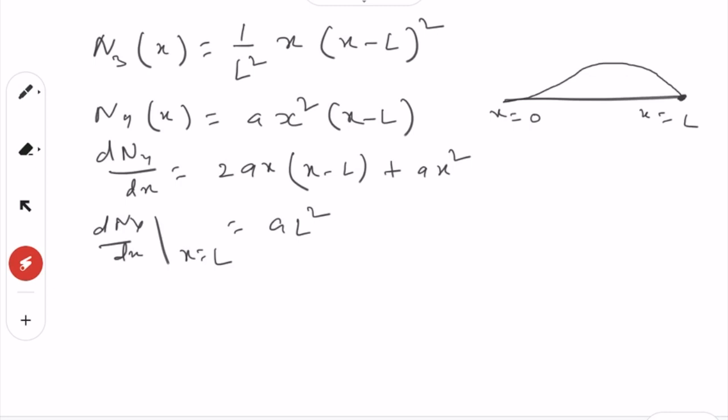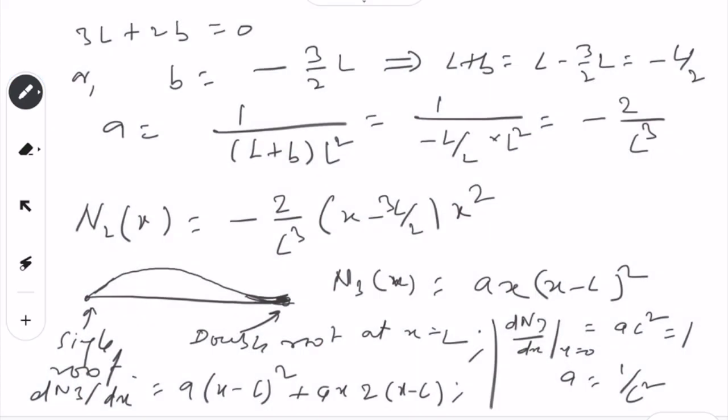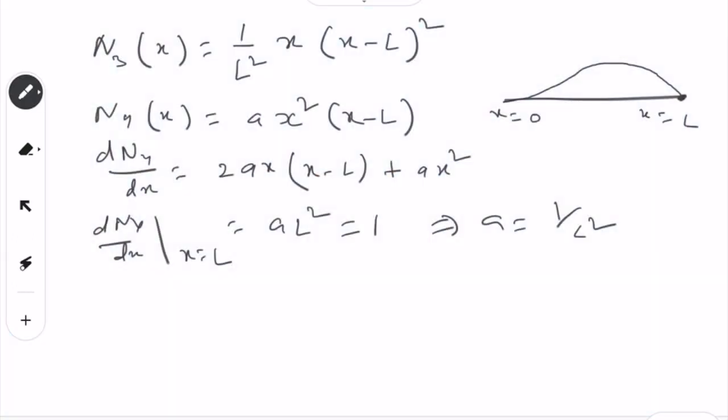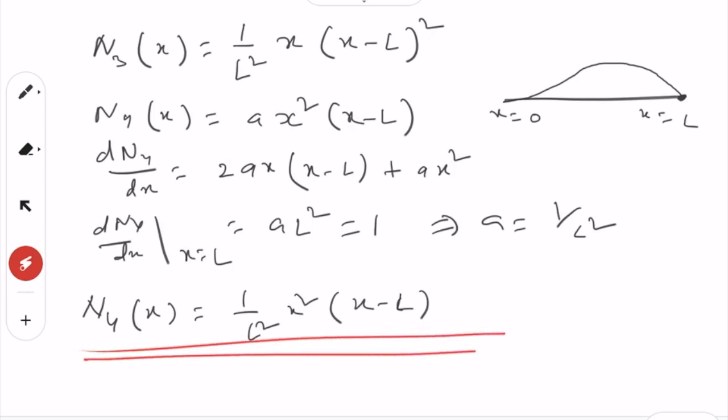Which is equal to 1, so that tells us a equal to 1 over L square, which is similar to the earlier case. So in this case also we get a equal to 1 over L square. So that means we get N4(x) equal to 1 over L square times x square times (x minus L). So we got all the 4 shape functions.